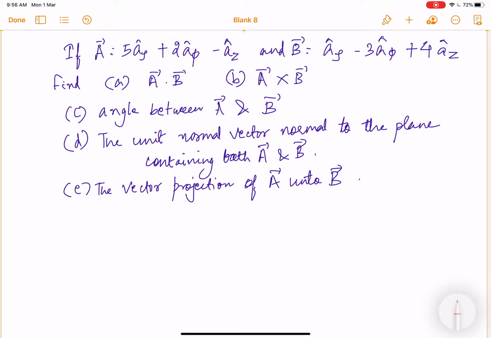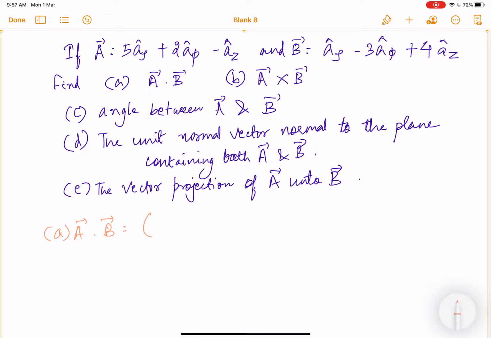Okay, hello everyone. Let's solve this question. If vector A is equal to 5 a_rho plus 2 a_phi minus a_z, and vector B is a_rho minus 3 a_phi plus 4 a_z, then we have to find A dot B. Okay, A dot B. So it's simple.